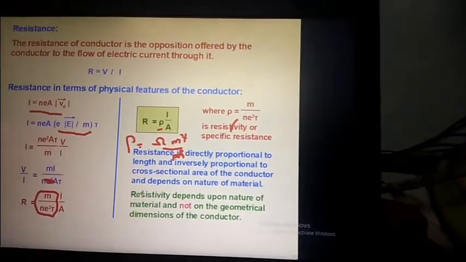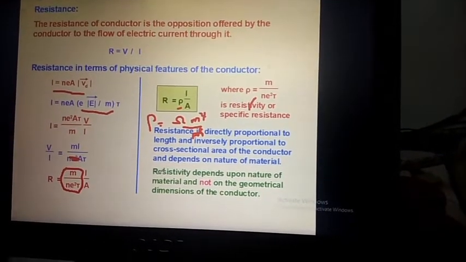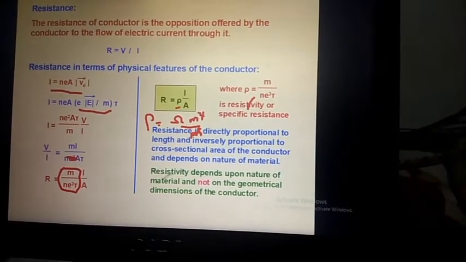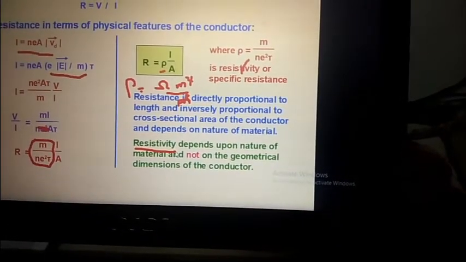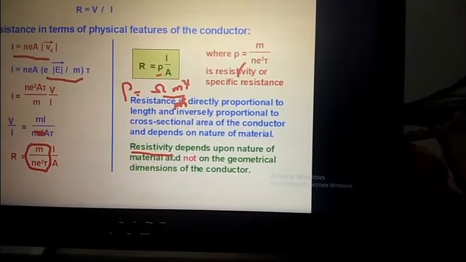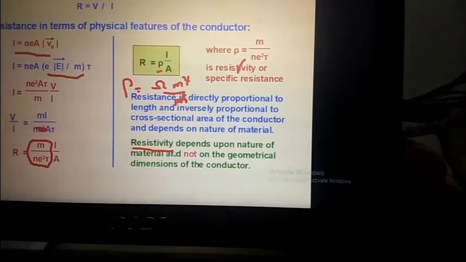Again, the resistivity depends upon the nature of the material and not on the geometrical dimensions of the conductor. So the resistivity is constant for the material. It does not depend on the length, area or any dimension of the conductor.